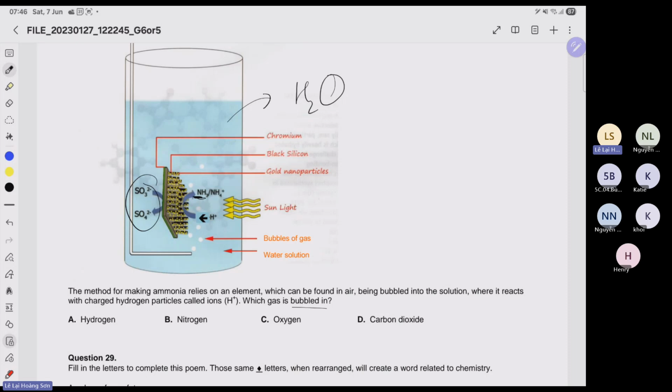Because you cannot just create a new element when you have a chemical reaction. Keep in mind, when you have a chemical reaction, it only changes the number of electrons, so you cannot have new elements. So this nitrogen element must come from the gas that you bubble in, and you have to choose a gas that has nitrogen. So the only option is nitrogen. You must provide nitrogen so that you can form NH3 here. Otherwise, you cannot have nitrogen.